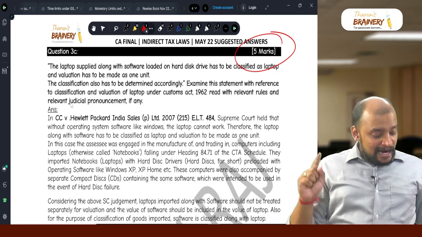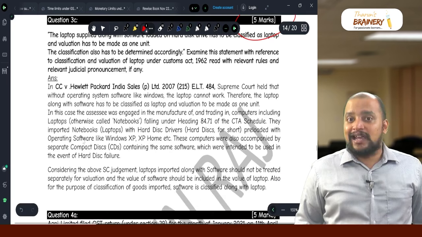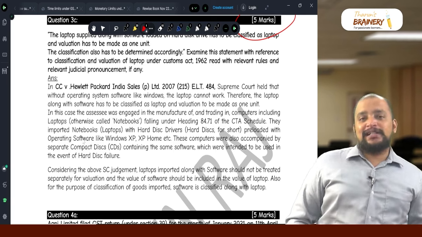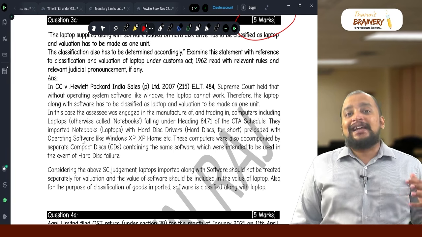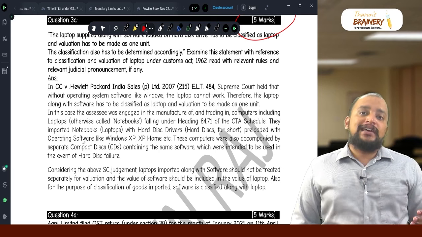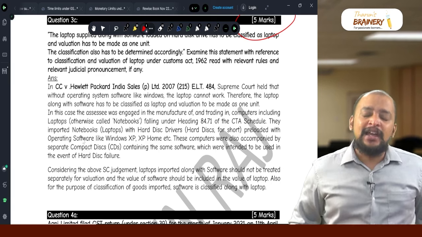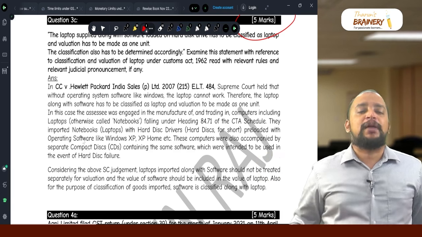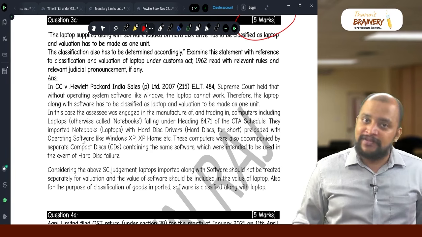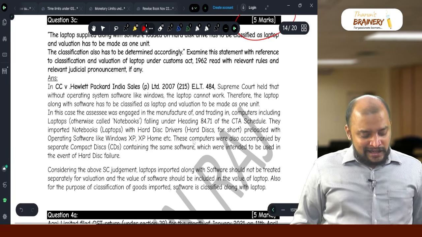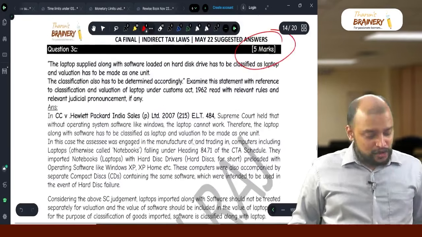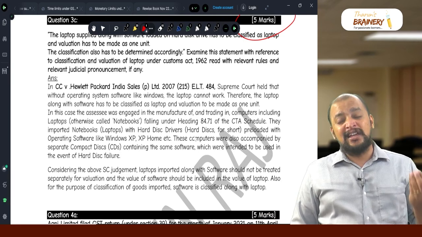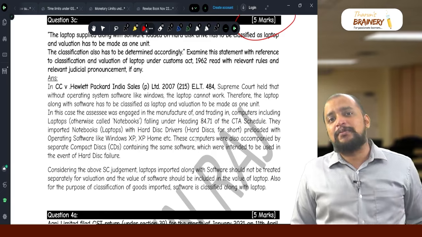It is the Hewlett-Packard India Sales case, a Supreme Court decision, wherein it is held that the software which is compulsorily supplied along with the laptop should be classified along with the laptop, and the rate applicable to the laptop should be taken on the software. It should be included in the valuation of the laptop for the purpose of payment of customs duty. It should not be treated as import of services. So this decision should have been written by the student, for 5 marks. Even if the case name is not written, if the decision is written, at least 3 or 4 marks can be expected.